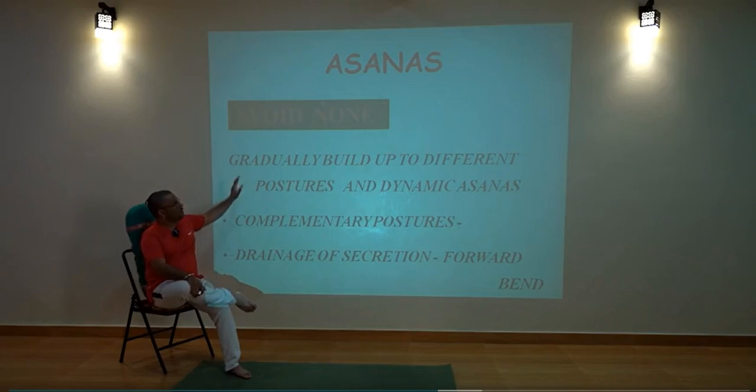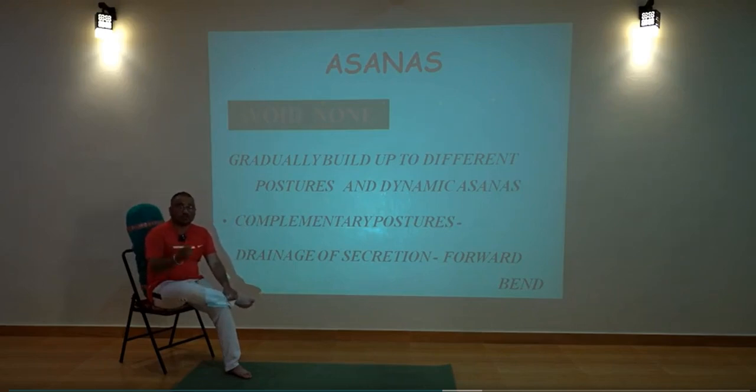So gradually build up to different postures and dynamic asana. Gradually, slowly and slowly. The person is already breathless and we are not going to ask them to jump directly into Ashtanga practices or flow practices. Start with some warm up, gentle exercises, then follow the traditional hatha way. Complementary postures we can use. That is your restorative poses that we can use also. Drainage of secretion, forward bend. If you want to drain the secretion, forward bend is good for the problem.